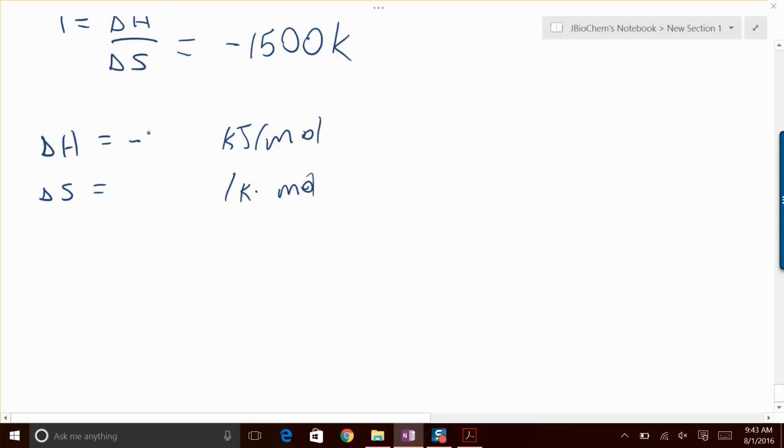Okay, negative 111.7 and negative 105 joules per Kelvin. Yeah, that's better. Now this one will have an answer because the signs are the same. So delta G will be affected by the temperature. What is the temperature at equilibrium?